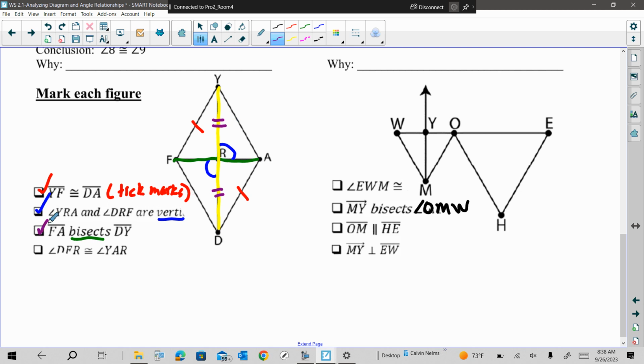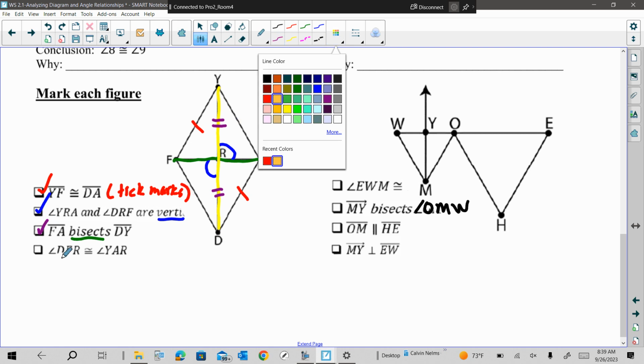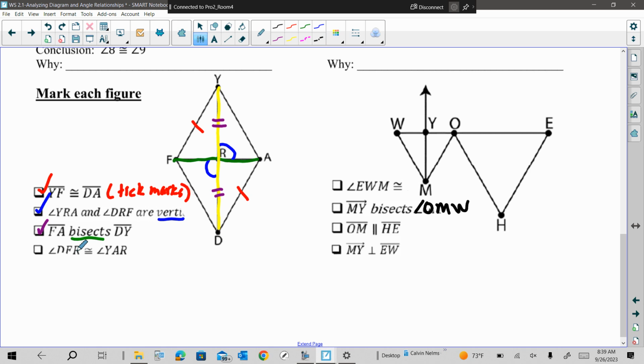So that's done. And then our last one here, we are going to show that these 2 angles are congruent. So I just trace DFR, so the arc should go at F, always at the middle letter. And then we have YAR, so our arc should be at A. And there's all the 4 markings.